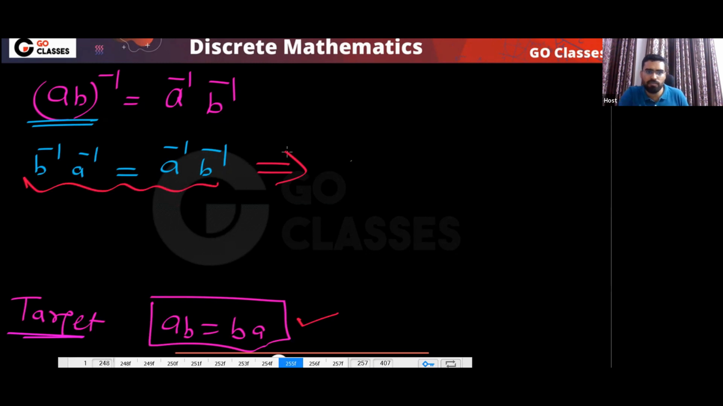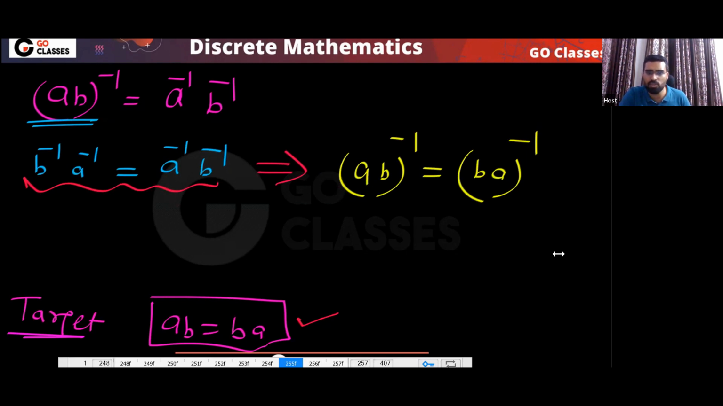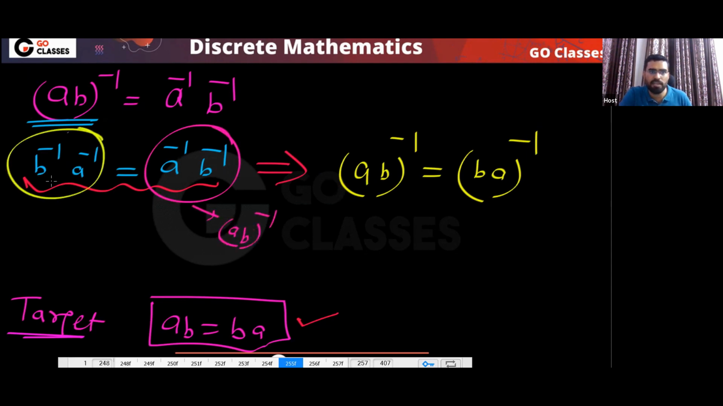See this B inverse A inverse. I can write it as (AB) inverse. (AB) inverse is the same as (BA) inverse. Yes or no? I can write like this, correct? You already know this is (AB) inverse and this is (BA) inverse. So I can say that (AB) inverse equal to (BA) inverse.